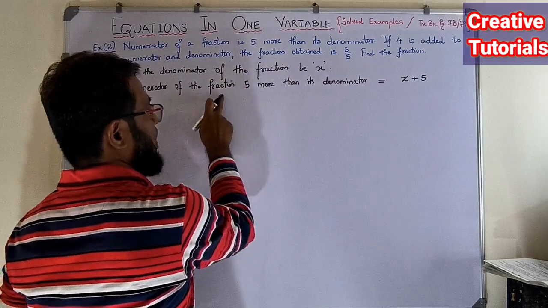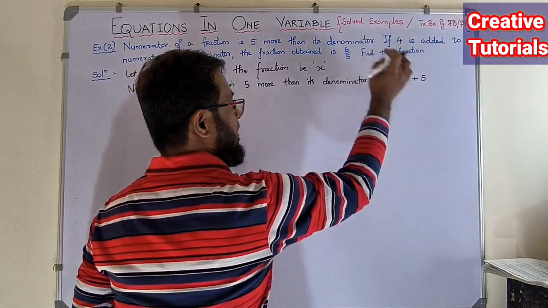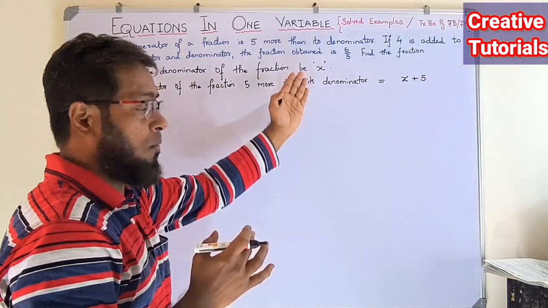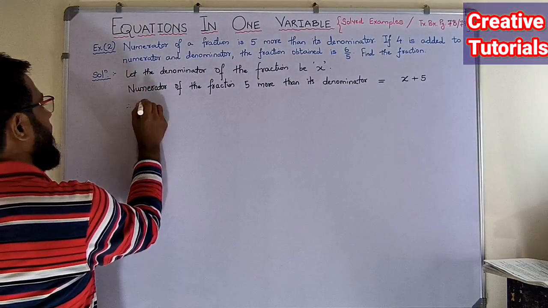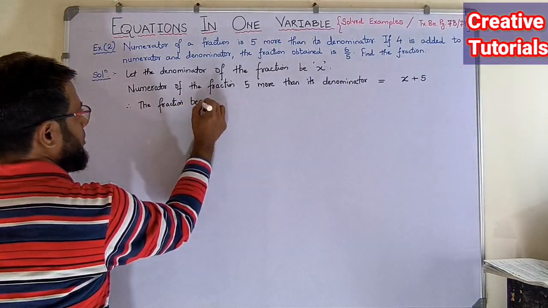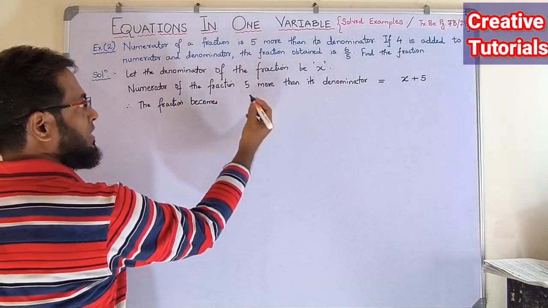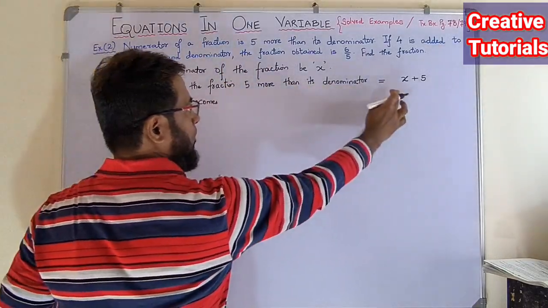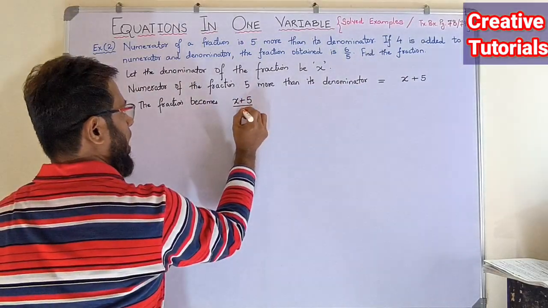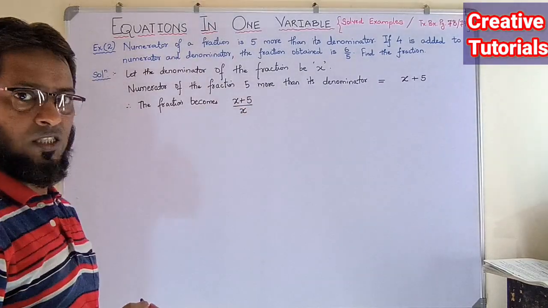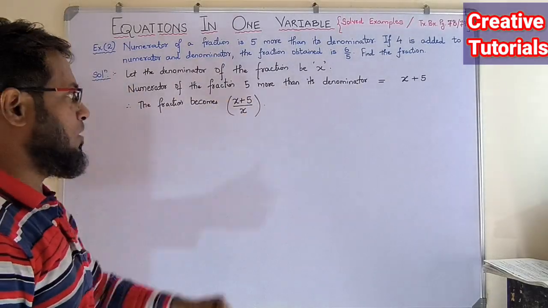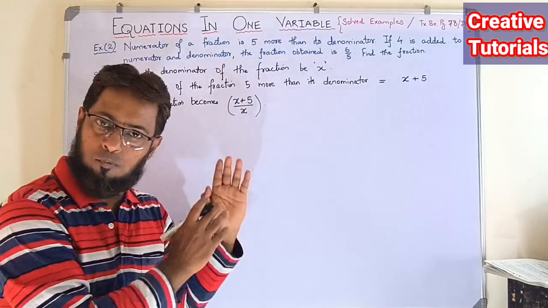So the numerator of the fraction is 5 more than its denominator. As per the condition, we have got the numerator and denominator both. Therefore the fraction becomes numerator upon denominator. The numerator is x plus 5 and the denominator is x. You can put it in brackets also if you want. So the fraction becomes x plus 5 upon x. I hope it is understood up to this part.